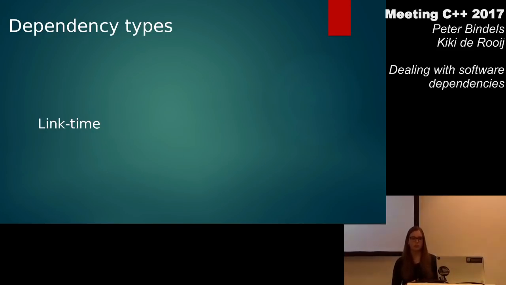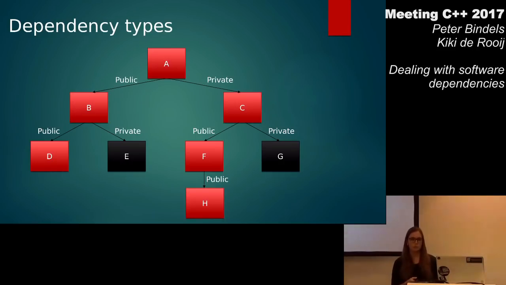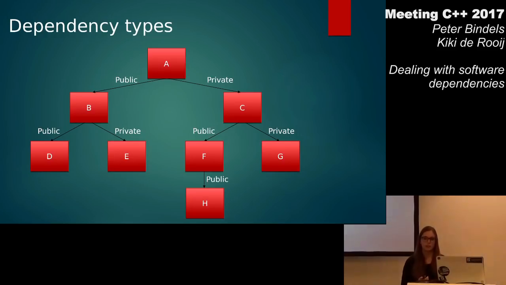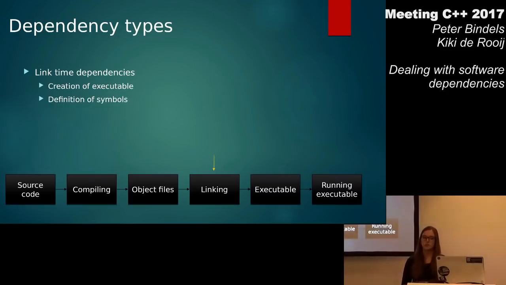If we are then going to look at link time, then we can see that we needed all the public dependencies at compile time, but we need everything at link time. And why is this? Well, where the compiler only looked at the declaration of types and functions, the linker will look at the definition as well.